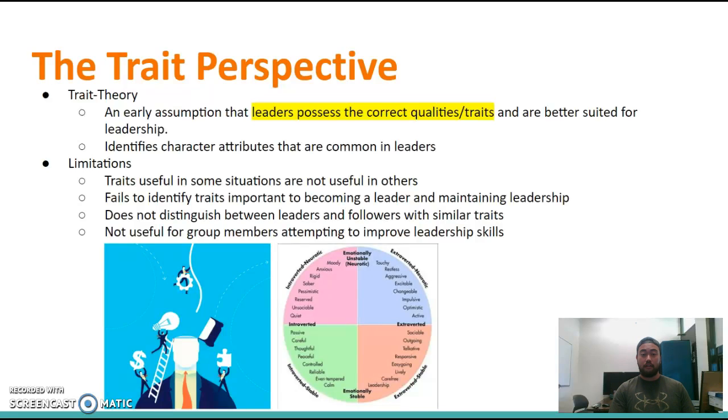Research finds that leaders are often larger in size as well as better looking. Although, like many theories, there are some limitations. So these are traits that are useful in some situations, aren't useful in other situations. The theory fails to identify traits that are important to becoming a leader, as well as those that are critical in maintaining leadership positions. It does not distinguish between leaders and followers with similar traits. And lastly, it's not useful for those group members who are trying to improve their leadership skills.